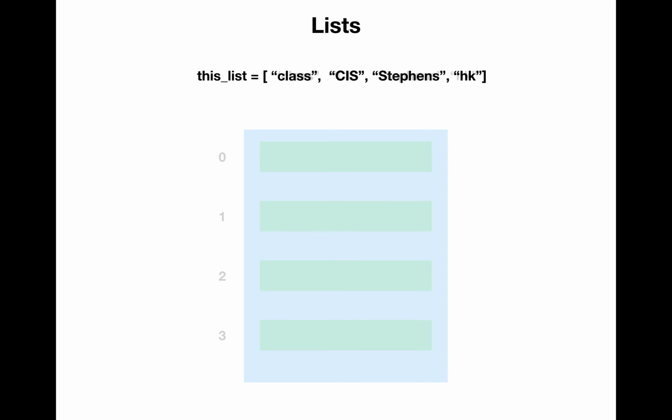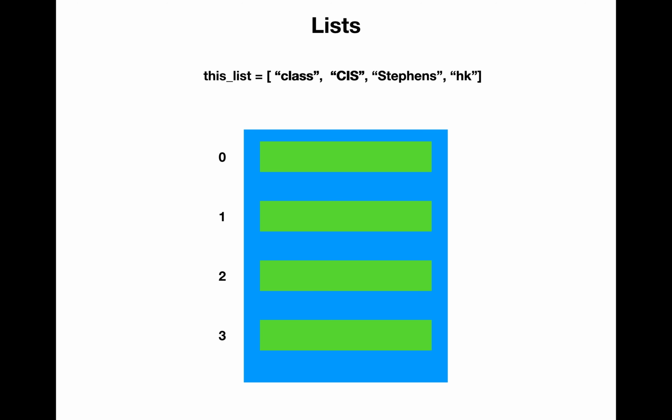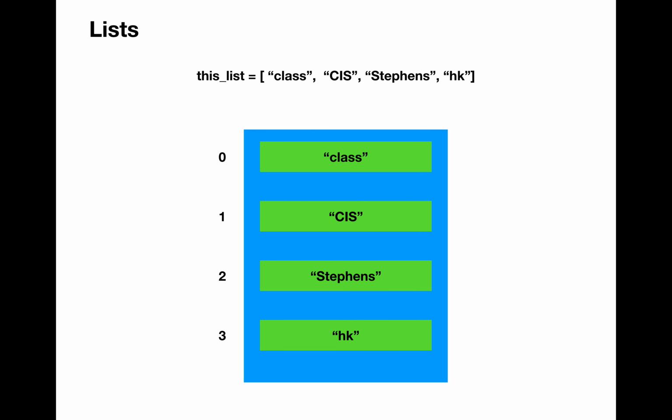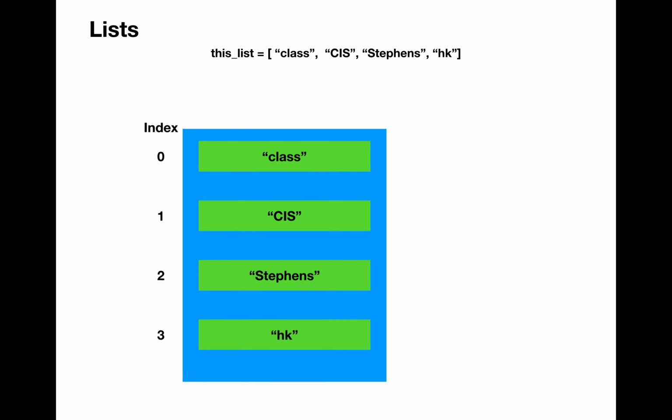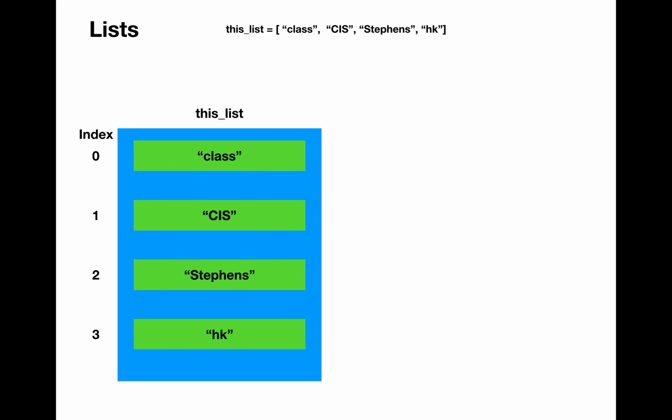But let's try to visualize this a little bit by putting it in a diagram. And let's pretend that each one of these objects is part of a section of this list. And each section of this list is given an index starting at 0. So if we wanted to be able to access things in this list, we would use that index, we would use the name of the list, and we'll be able to get a value out.